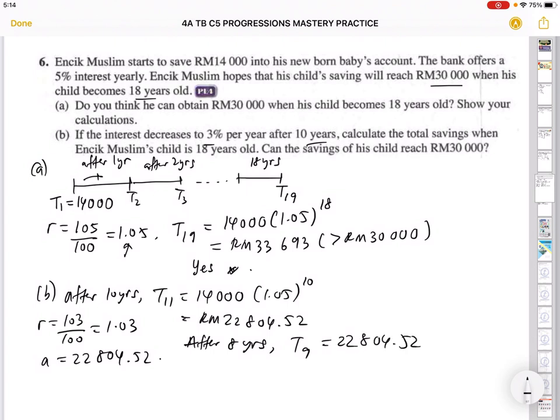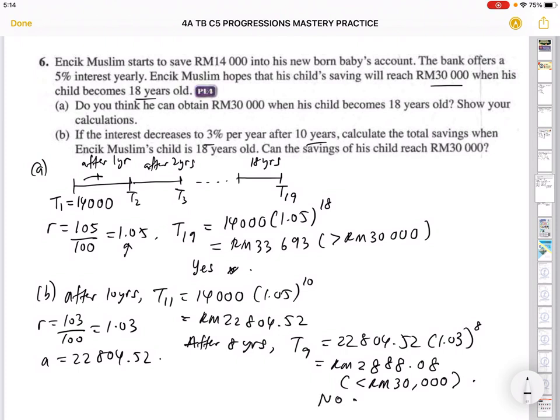You put the money in the bank now with the low interest rate of 3%, 1.03 power 8, and I got 22,288.08. Very good number for Chinese. Right, now this is less than 30,000. So do you think his saving will reach 30,000? Answer is no. Yep, we prove by calculation.